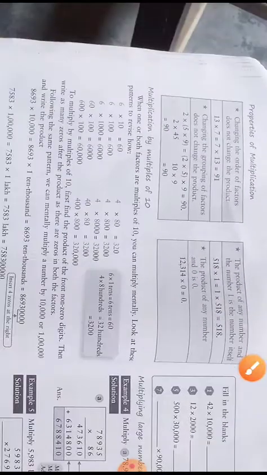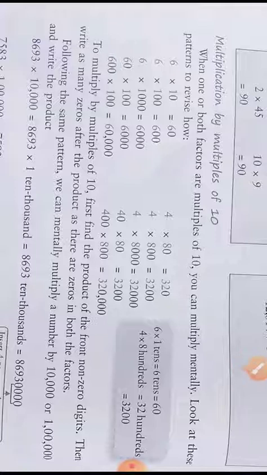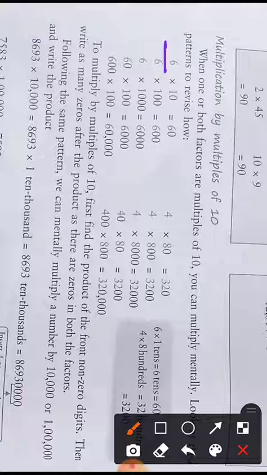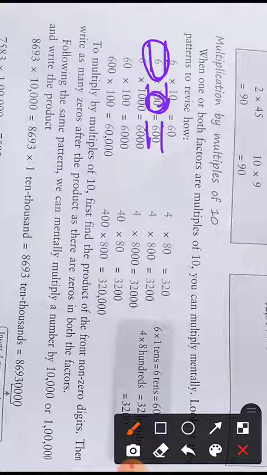Okay, so let us see multiplication by multiples of 10. If you are multiplying 6 with 10, the answer is 6 tens, which is 60. Try to understand one trick: whenever you are multiplying any number by a multiple of 10, you have to see only the zeros. Take the 6, write it, then take the zeros of the multiple of 10. So your answer comes very fast.